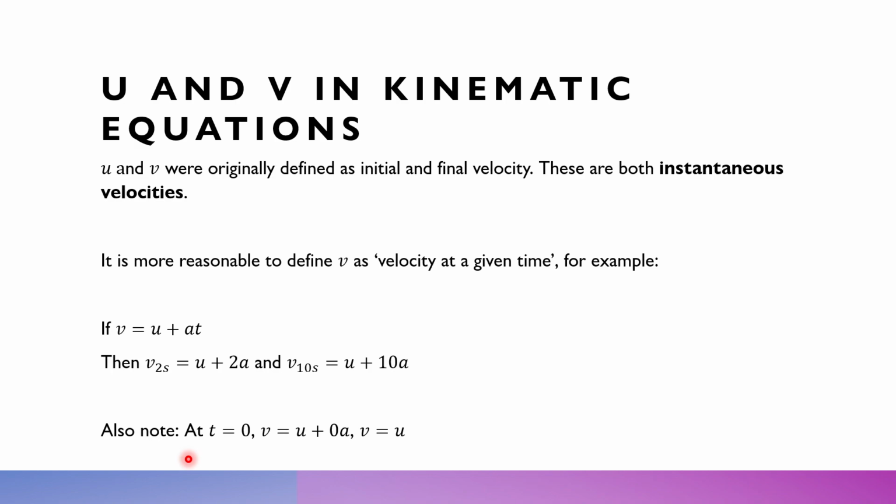Essentially, if t equals 0, then we have the initial velocity. And that is reflected in the equation because when we substitute in v is equal to u plus 0a, eliminating the second term, meaning that v, the velocity at time 0, is equal to u, the initial velocity, which is the velocity that we expect at t equals 0.